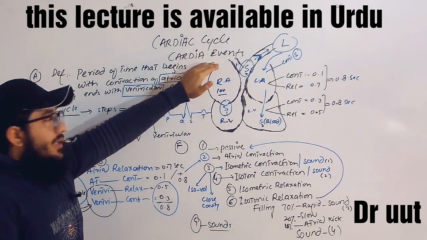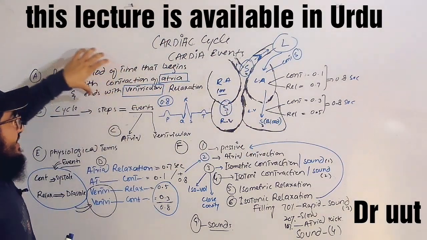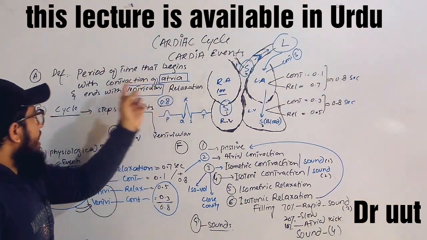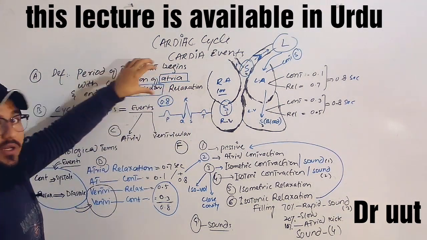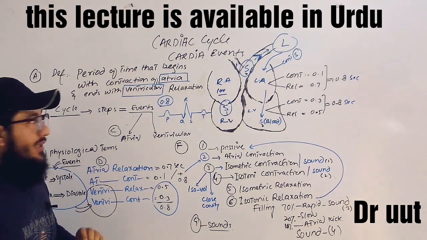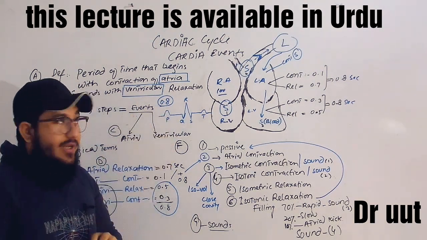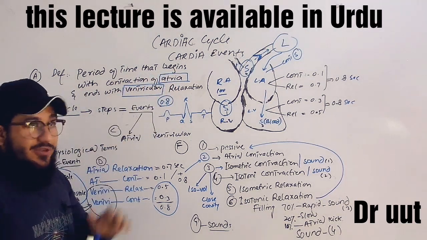Cardiac cycle and cardiac events. What is the cardiac cycle? We define the cardiac cycle as a period of time that begins with the contraction of atria and ends with the ventricular relaxation. This period of time is called the cardiac cycle. So what is this period of time? That is 0.8 second. And now what is the starting and the ending point for this cardiac cycle?